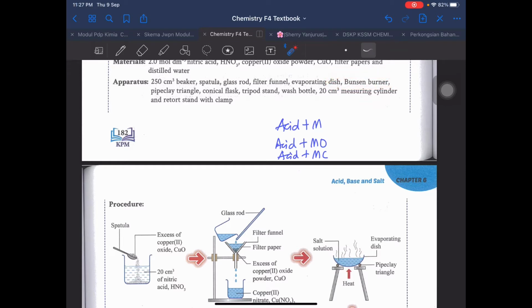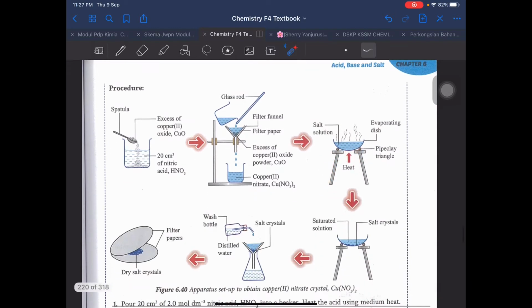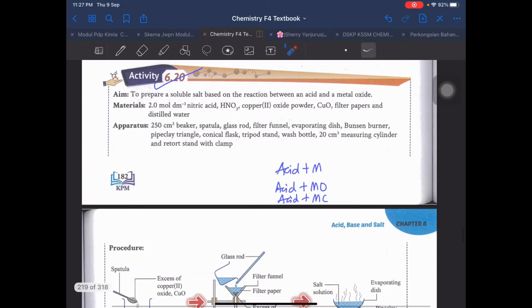Bunsen burner, pipe clay triangle, this one. The tungku kaki tiga is the tripod stand. Pipe clay triangle adalah segitiga tanah liat, yang ini ya. Tripod stand, this is the tripod stand. Wash bottle, and then we need a 20 cubic centimeter measuring cylinder untuk sukat the larutan. Dan retort stand with clamp.